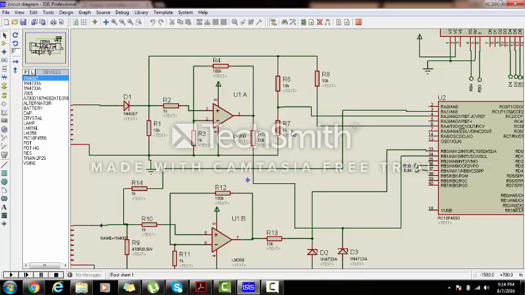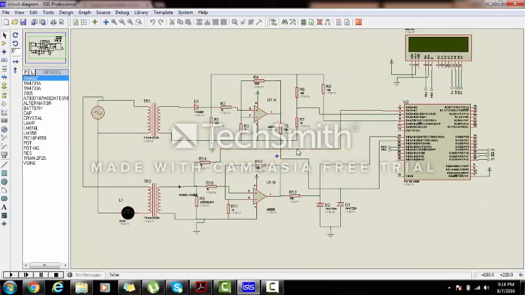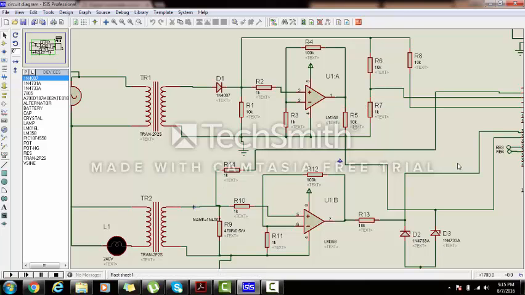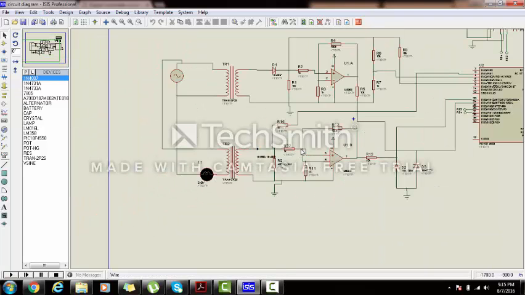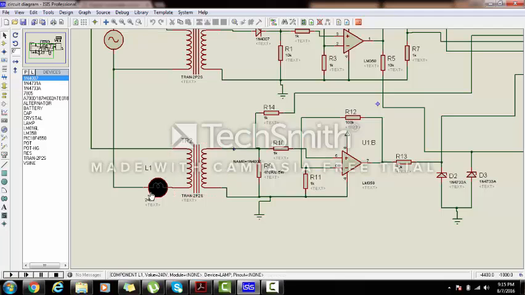And why are we using a zero crossing detection circuit? Because we need to measure the time between the current wave and the voltage wave. The time difference between the current wave and the voltage wave will help us to measure power factor, because power factor is basically the displacement between the current waveform and the voltage waveform. And this signal is connected with our interrupt 0 pin.